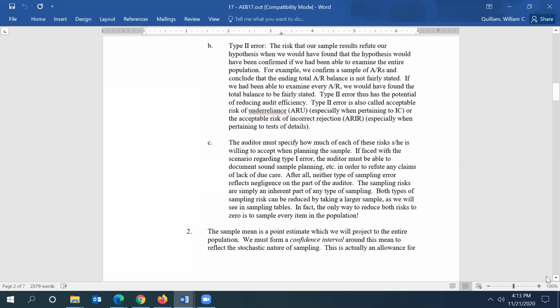Both types of sampling risk can be reduced by taking a larger sample, as we'll see in sampling tables. In fact, the only way to reduce both risks to zero is to, once again, sample every item in the population. That is the goal of audit software and artificial intelligence, so maybe one day, but not everywhere yet. So for now, we stick with stat sampling. Not as much statistical sampling is tested on the CPA exam today as in years past. So that's a good thing, unless you just really like this stuff.